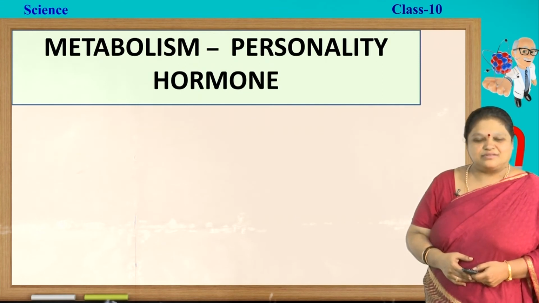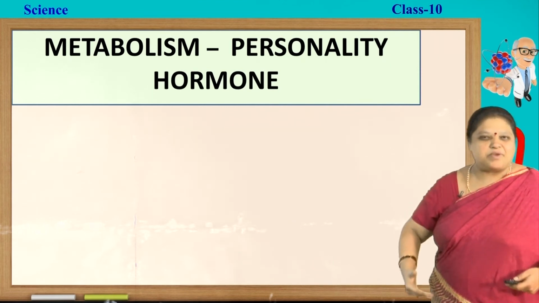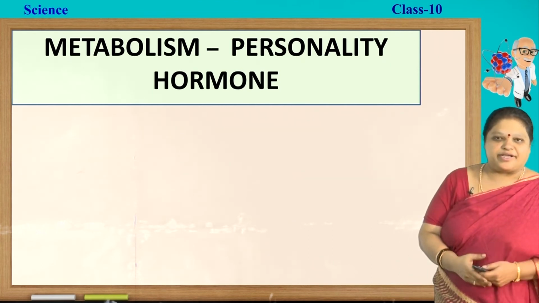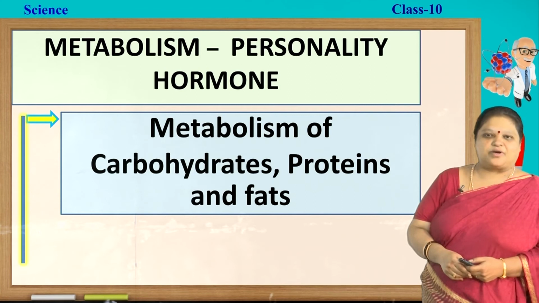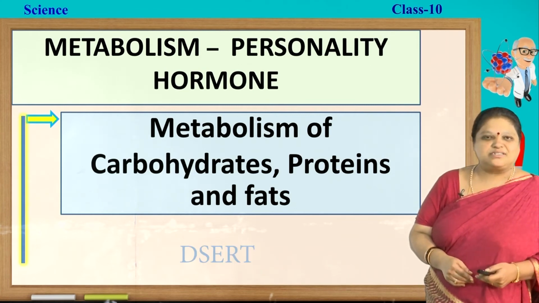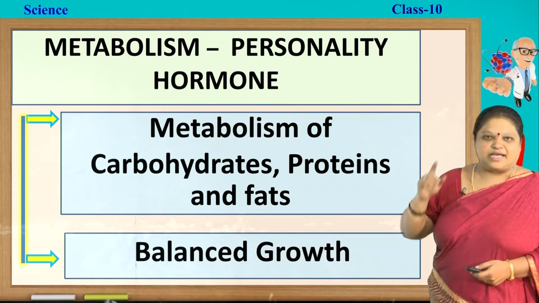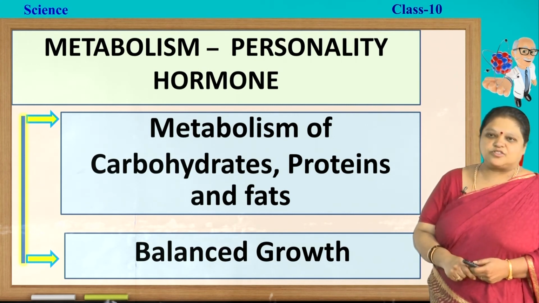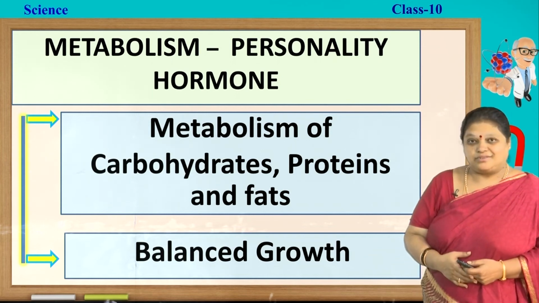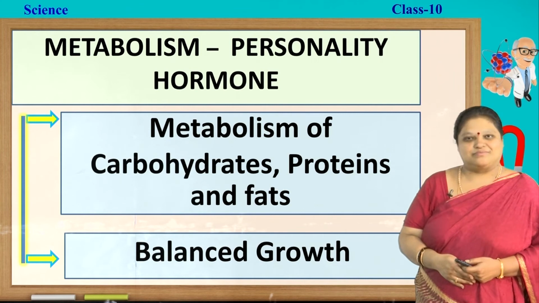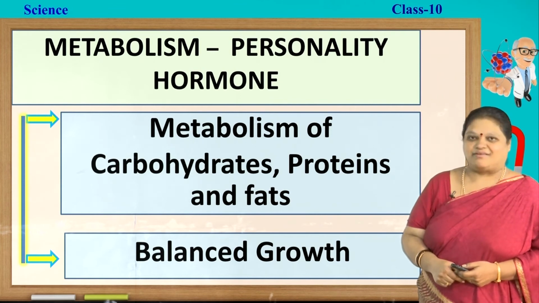See, this thyroid gland helps in metabolism. What is metabolism? The sum total of chemical reactions that are taking place in our body, you call it metabolism. Not only that, it also helps in the metabolism of carbohydrates, proteins and also fats in the body. And also, most important of all, it helps in balanced growth. Balanced growth means the parts of the body should be proportional and it should be fine. Hence, it is called the personality hormone. If there is any disproportionality in that, there is some problem in thyroid secretion.